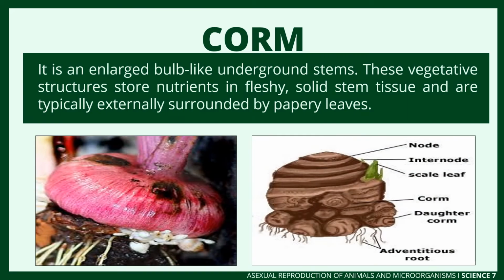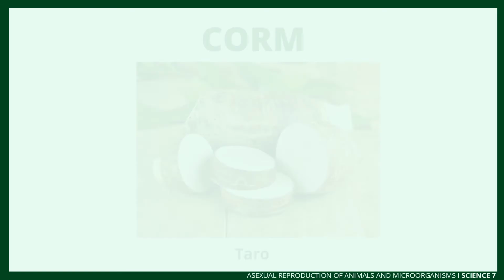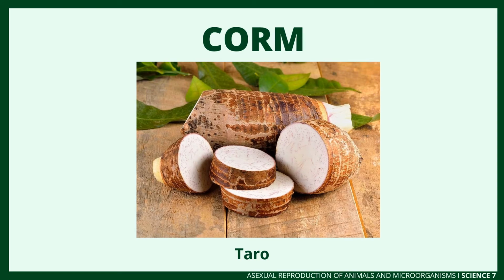Next is corm. Corms are swollen underground stems with dry scale leaves covering them. Corms store starches to fuel growth and to help plants survive unfavorable conditions. It produces adventitious roots and possesses buds that develop into new plant shoots. One of the examples of a plant that reproduces through corm is taro.